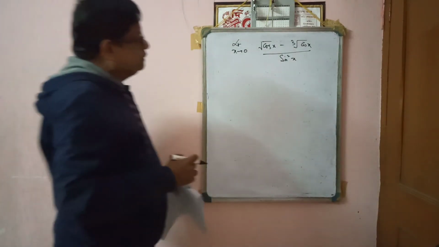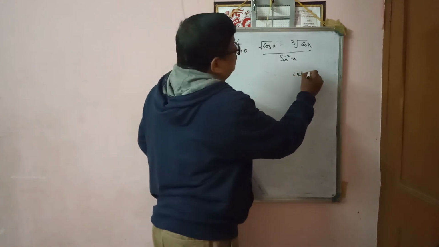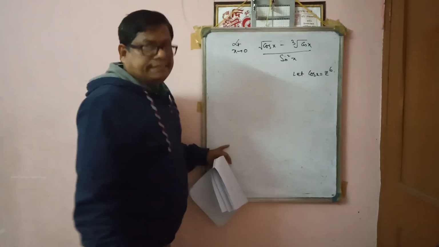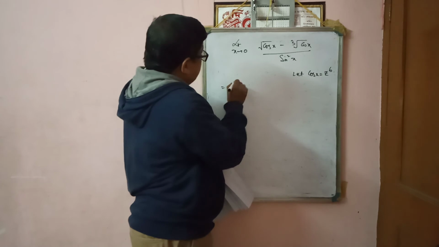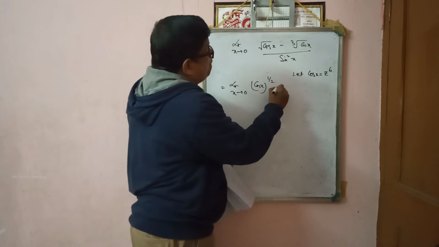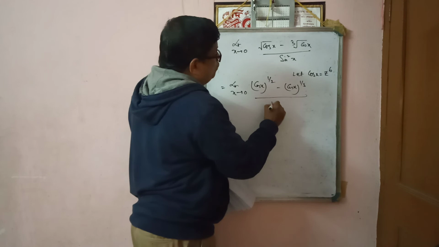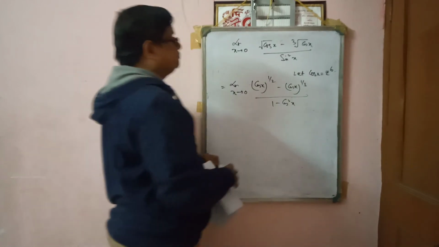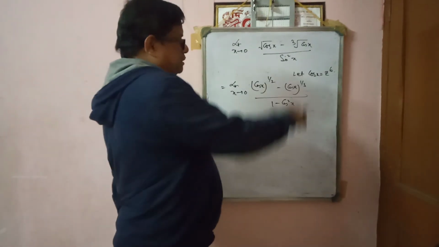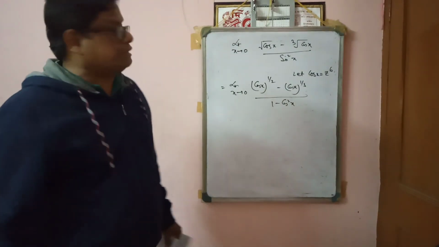Okay. So here let cos x equal to z to the power 6. Why z to the power 6? See, limit x tends to 0, this will be (cos x) whole to the power half minus (cos x) whole to the power 1/3. Now sin square you can write 1 minus cos square x. See, 1 by 2, 1 by 3, that is 2, 3, LCM 6 is there. That's why I am writing here cos x equal to z to the power 6.